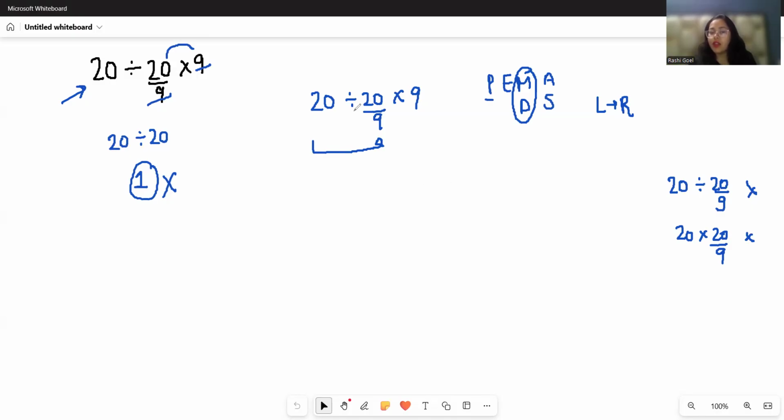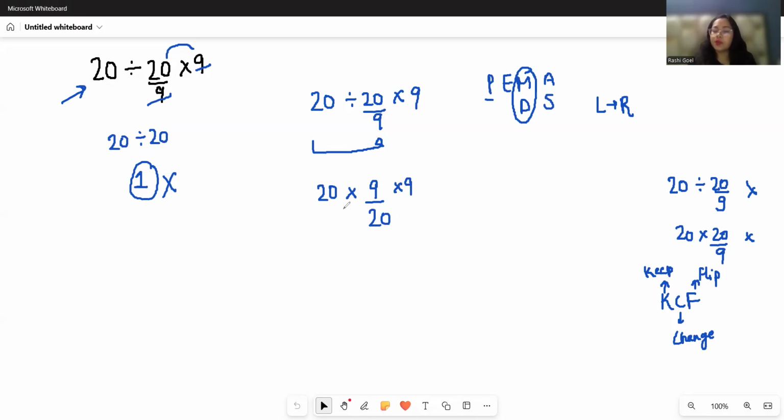So similarly, when there is a division sign in between two numbers, then you have to follow the KCF rule. What does it say? K stands for keep, C stands for change, and F stands for flip. So let's apply this. That means keep the left hand, change the symbol from division to multiplication, and flip the right hand. So now it becomes 20 times 9 by 20 times 9.